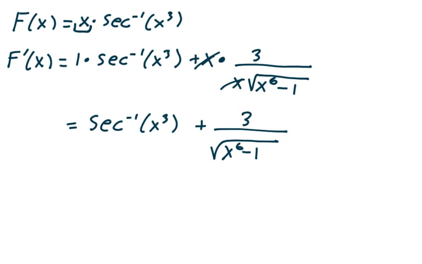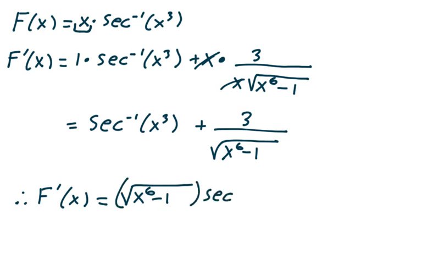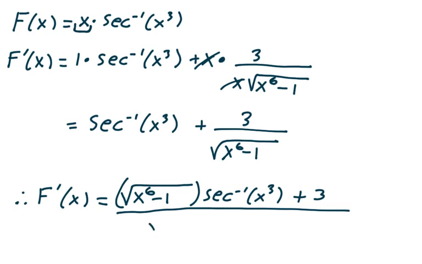Now, this is where you want to talk to your instructor. Your instructor might, A, want you to rationalize, or B, want you to get a common denominator. So, in other words, I'm going to leave it this way. f prime of x, you're going to get the square root of x to the 6th minus 1, and I'm going to multiply that by inverse secant of x cubed. I'm going to add 3, and I'm going to divide by the square root of x to the 6th minus 1.